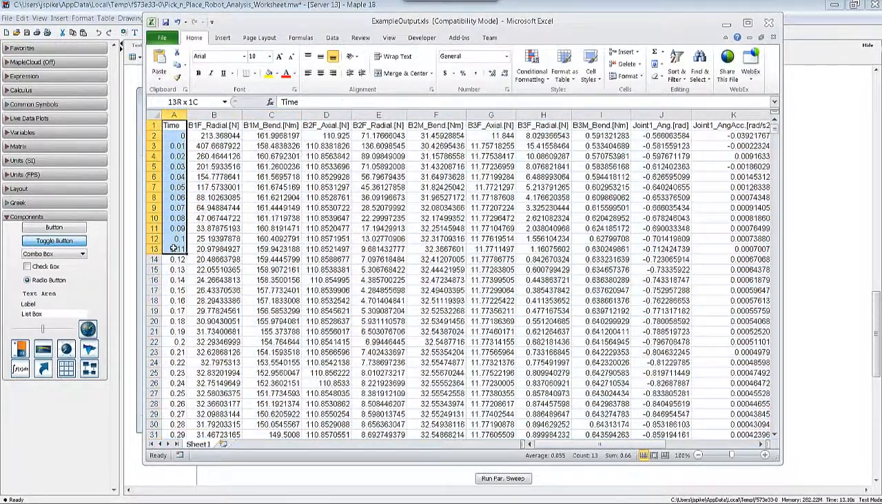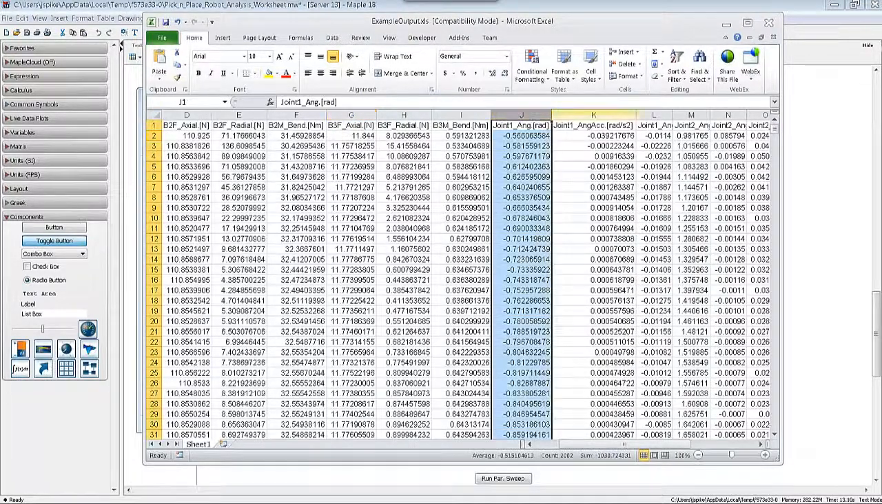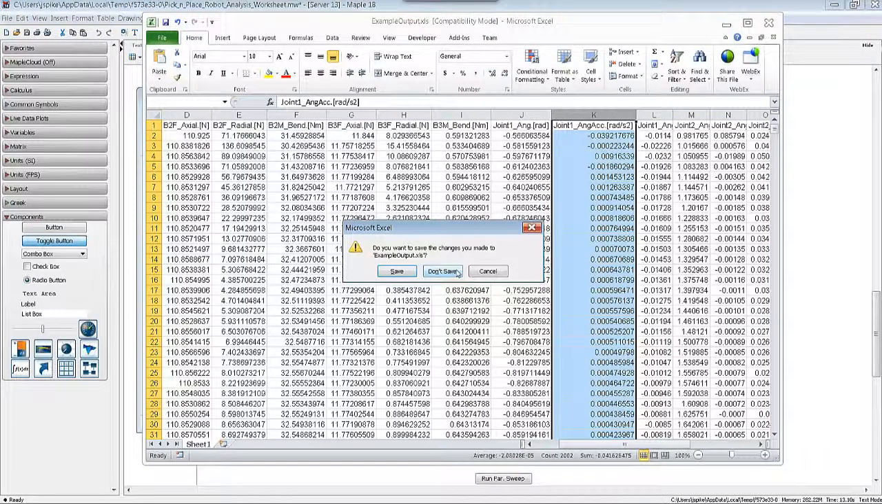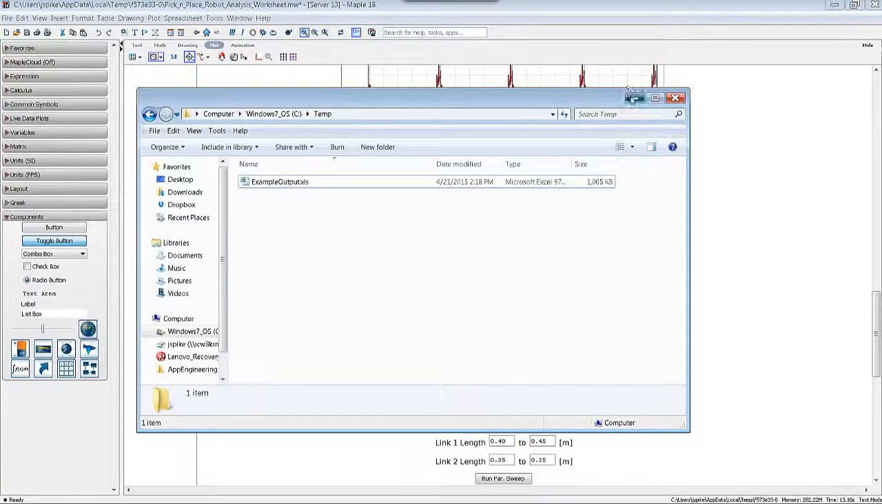In this case, we're able to plot out the time on the first column, and we can see the radial force, bending force, and axial force for each of the different joints going across, as well as any of the joint angles, accelerations that we may be interested in. This then can be used as part of any of the bearing analysis software that we may have, or as part of our load and life calculations.